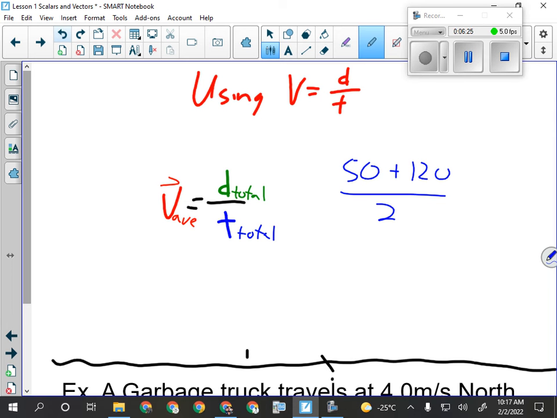The same is true for speed. If I just took the little arrow off of here, this would be average speed equals total distance divided by total time, and that's how we use it if we're dealing with a multi-part trip. We would use just V equals D over T for individual parts of the trip, but when we're talking about the total, or the whole trip, then we have to use it this way. Everybody all right with that?